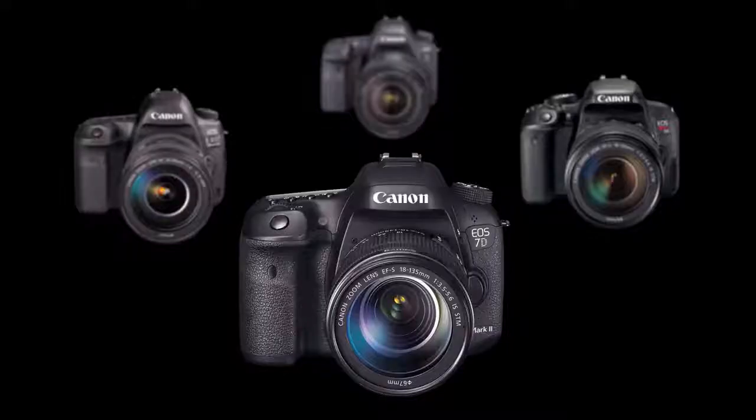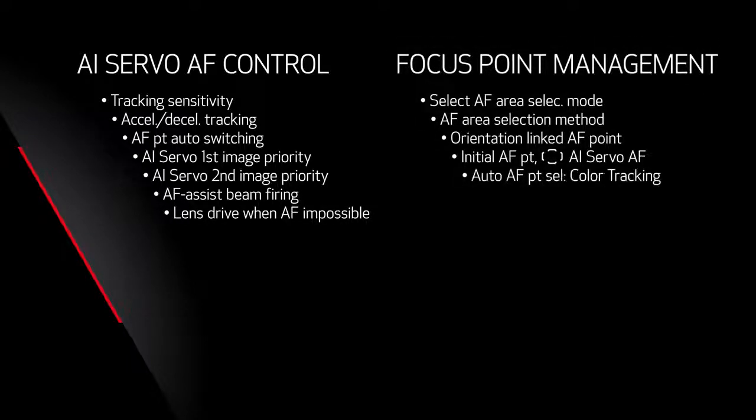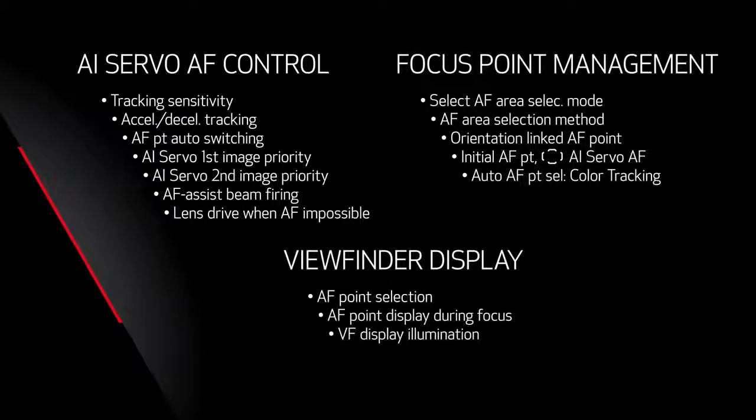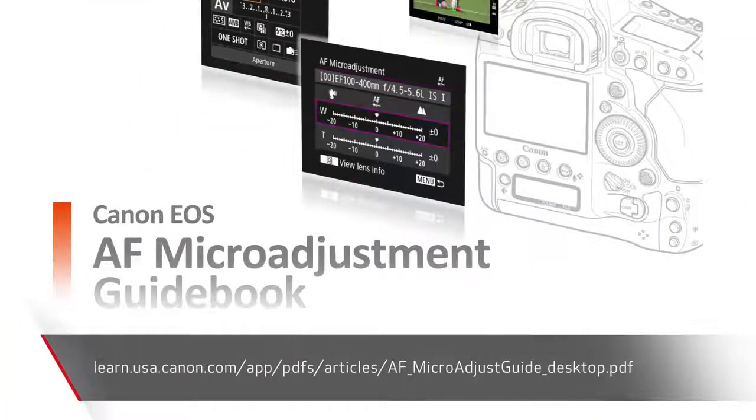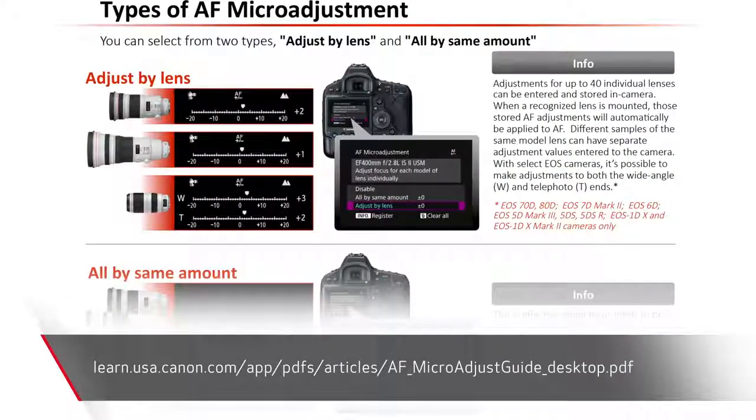But if you are coming from an older EOS digital SLR or from an entry-level camera like one of the Rebel models, there'll be a lot of good information here for you. There are three primary aspects of autofocus control in your custom functions menu, and we're going to have a separate video episode for each of these. They are AI Servo AF control, focus point management, and the viewfinder display. Now there's one custom function setting called AF micro adjustment that we're not going to talk about here because there's a very detailed downloadable guidebook which you can get completely free of charge on Canon USA's Digital Learning Center website.